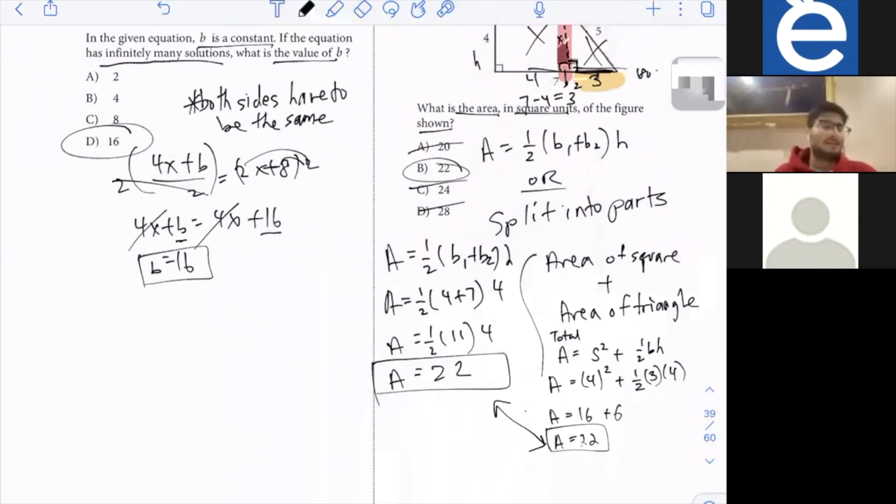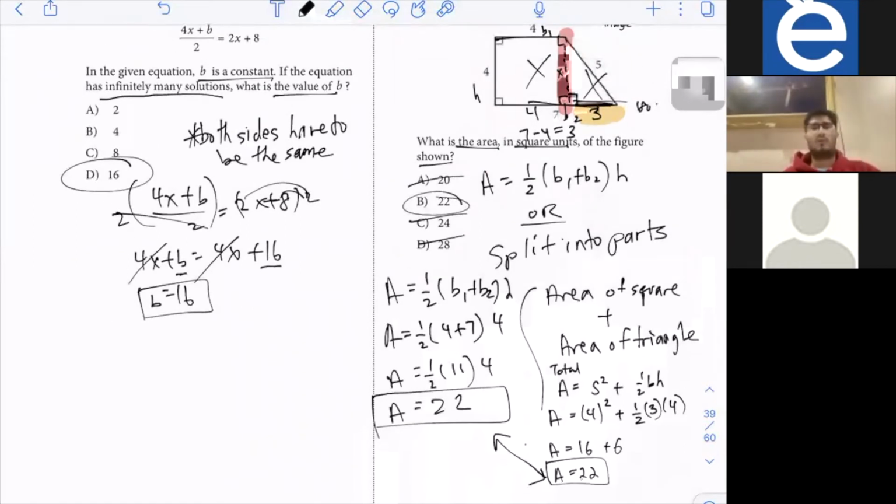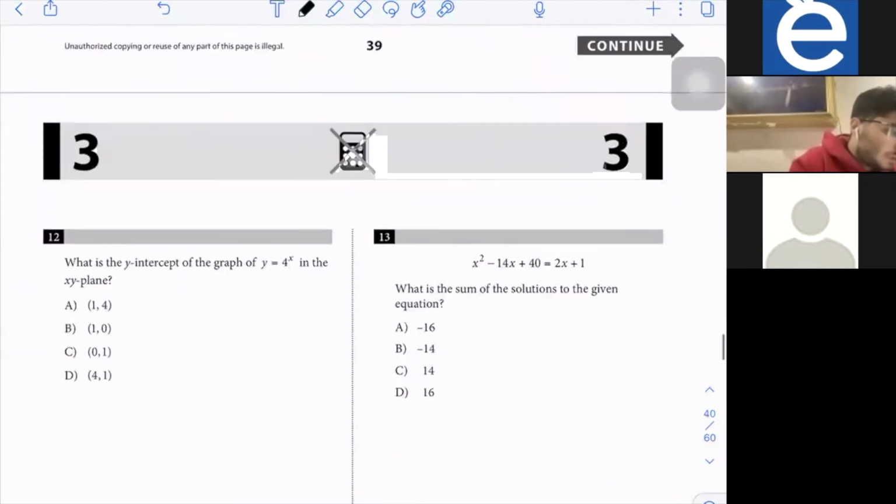I prefer the first method because it's very simple and direct, and you don't have to take multiple parts to it. It's just one formula. You plug in the values and you get your answer. But it all depends on the person. Each person is different, so another person might do it the other way. It's all up to you. The main goal is to get the answer right. Okay. Let's go to question 12.